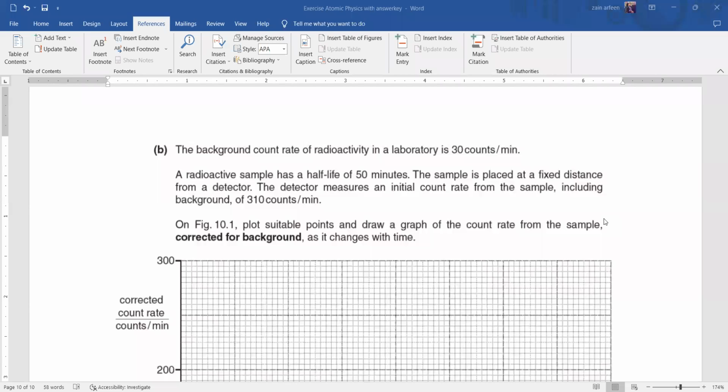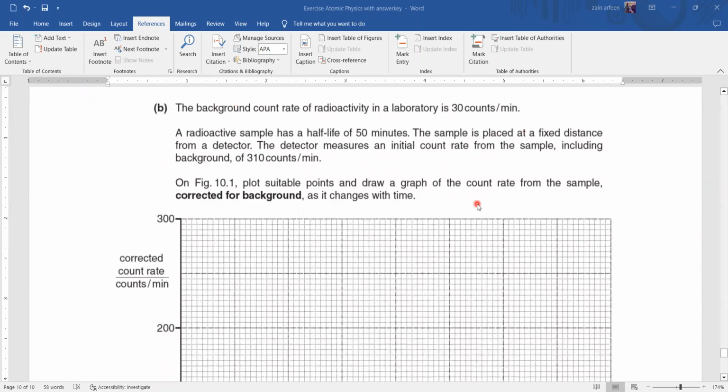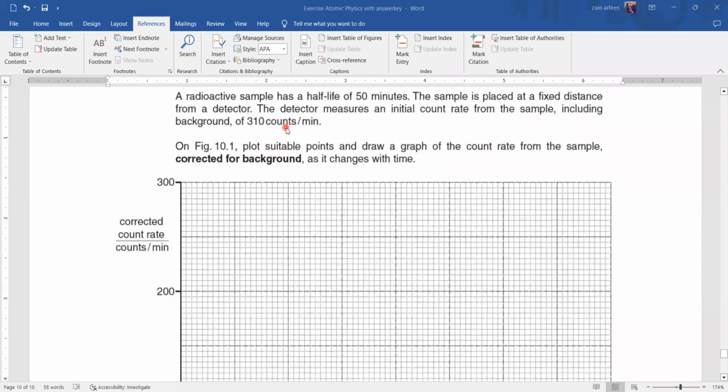So in part B of the same question, the background radiation of radioactivity in the lab is 30 counts per minute. That means radiation other than the source is 30. A radioactive sample has a half-life of 50 minutes, meaning after every 50 minutes, the radiation will become half of its original value. The sample is placed at a fixed distance from a detector, and the detector measured the initial count from the sample as 310. On figure 10.1, plot suitable points and draw a graph to show the count rate from the sample, corrected for background, as it changes over time.